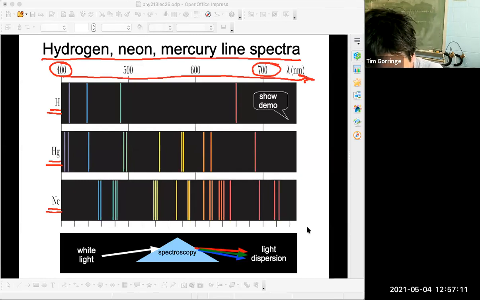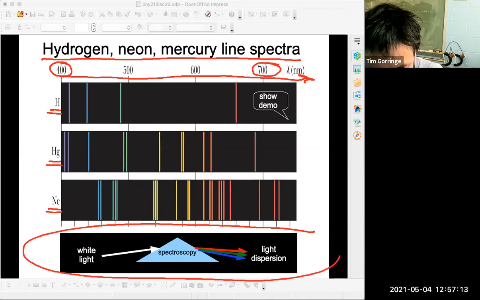And you can imagine how you might observe these line spectra. For example, you could shine the light on a prism, and a prism would disperse the light into its different colors. And so you could pick out the different colors that way.